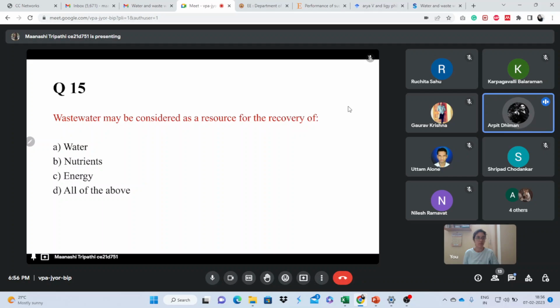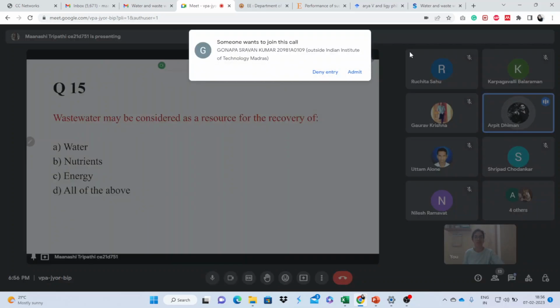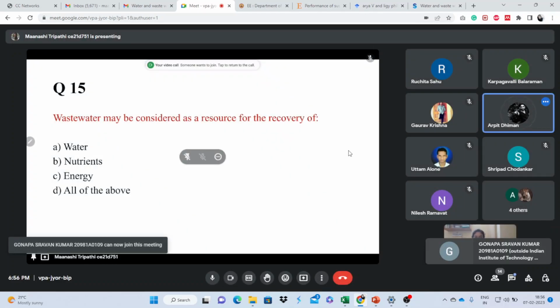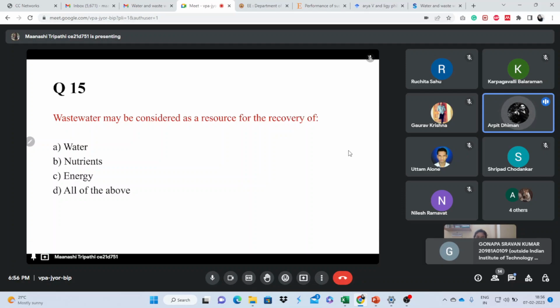The sludge generated after the wastewater treatment can also be used as a fertilizer. Okay, there we can use the nutrients. Yes, correct. Energy? Energy can be generated in case of anaerobic treatment, where we can create some gases, methane, which can be used as energy. Correct. Very good, very good.